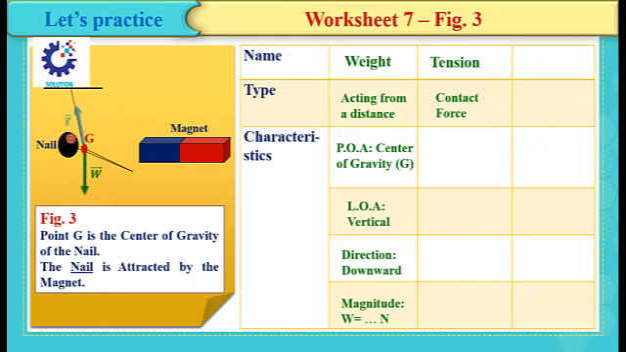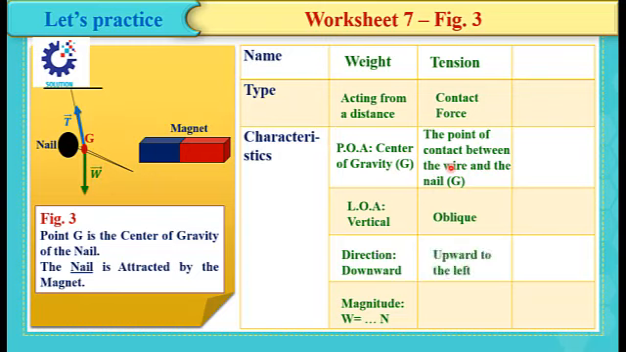Let's see how. Let's write them. The point of application is the point of contact between the nail and the wire. The line of action is oblique. The direction is upward to the left.